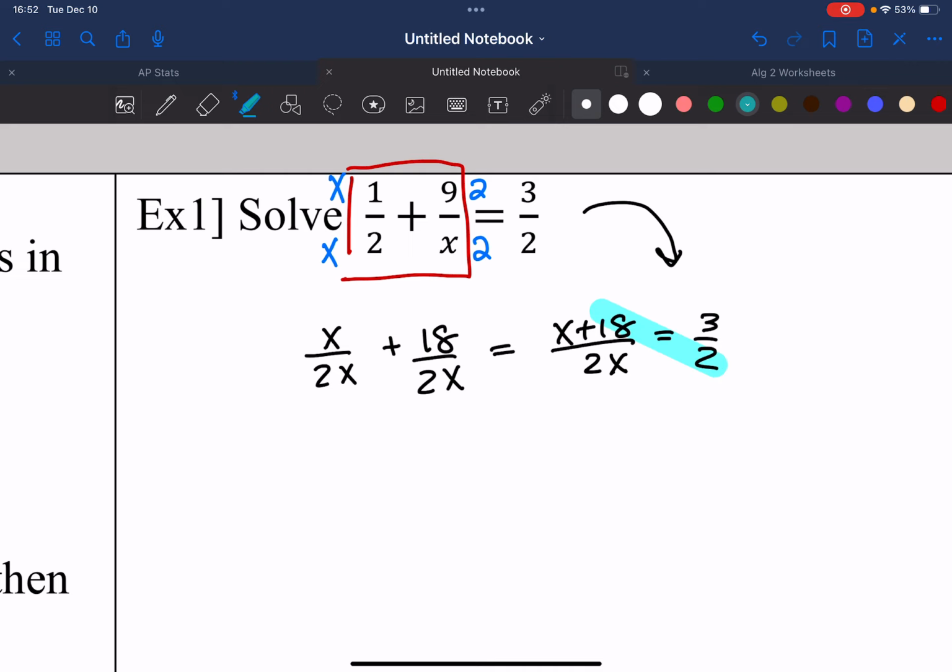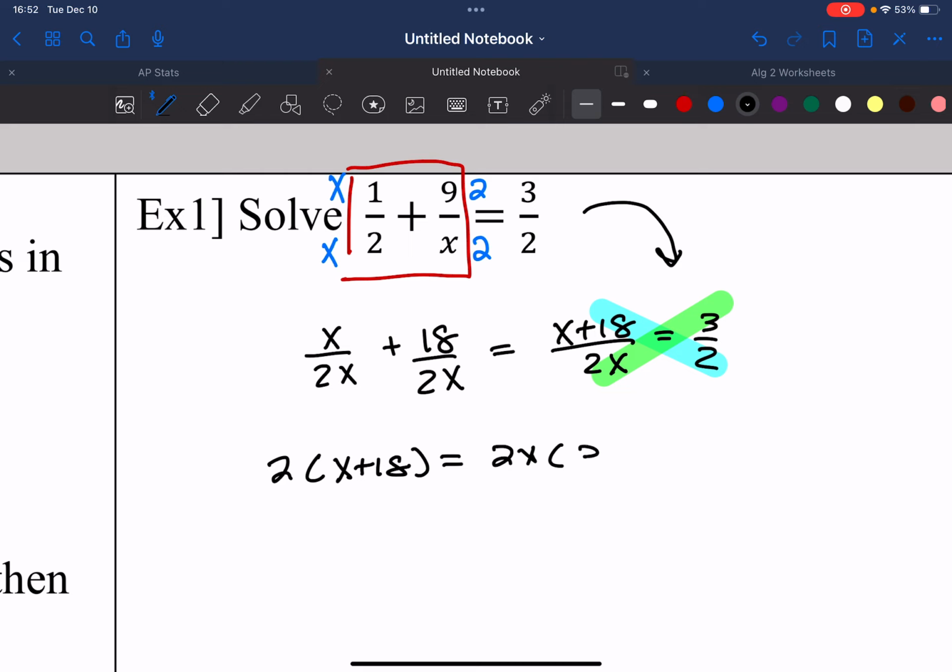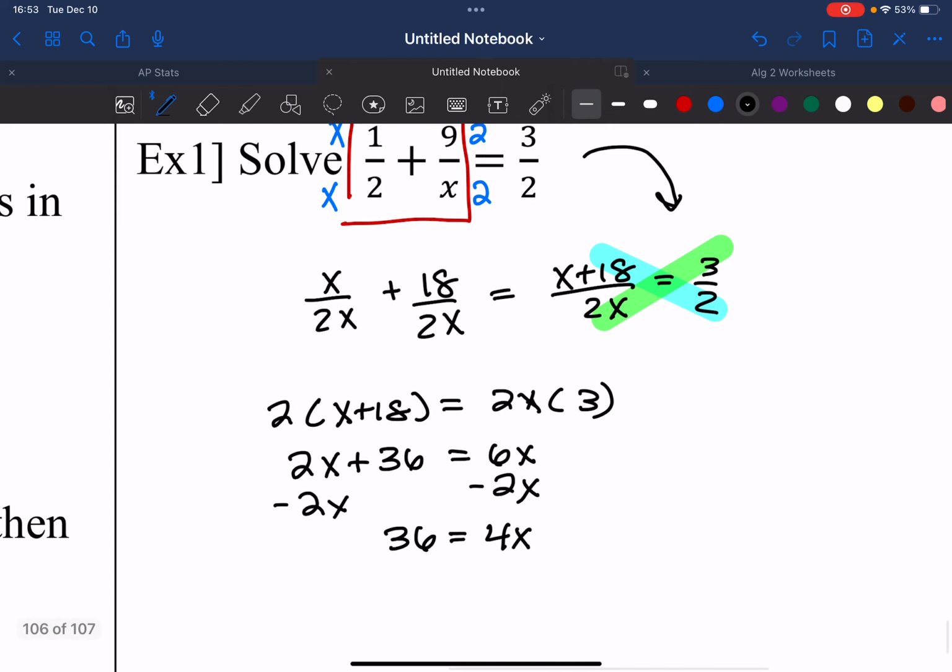Now I'm going to cross multiply in order to get rid of those fractions. And I now have 2 times x plus 18 is equal to 2x times 3. So simplifying this to get x by itself, I have 2x plus 36 is equal to 6x. I'm going to subtract the 2x over, and I get 36 is equal to 4x. Divide by 4, x is equal to 9.